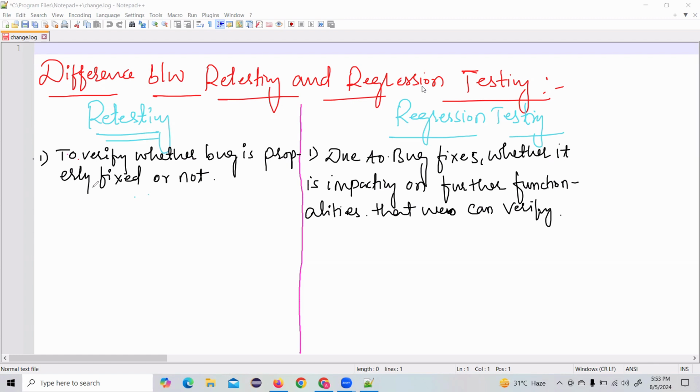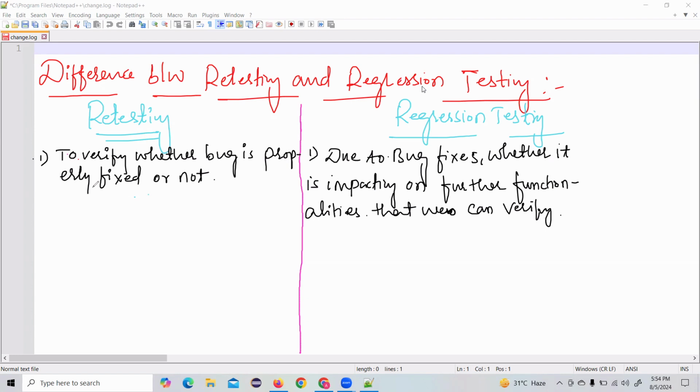Everyone look here. Am I finding defects during regression testing? No. What am I finding there? Side effects we are checking. So defect finding is not part of regression testing. Am I finding any defects in retesting? Yes. So defect finding is part of retesting, but it is not part of regression testing. Understanding me?